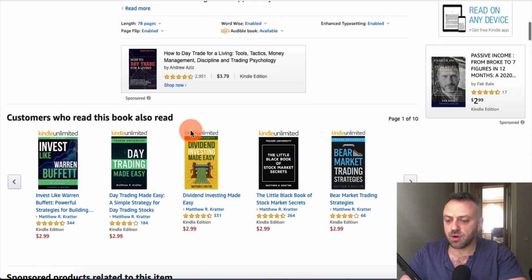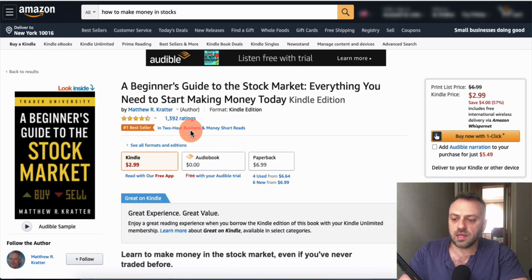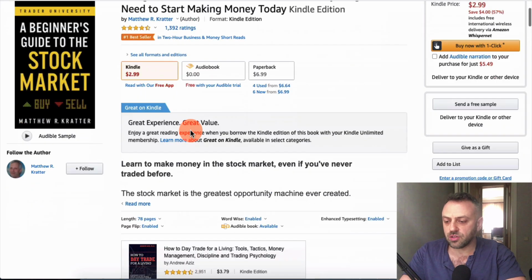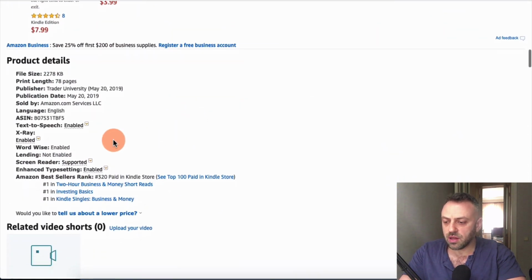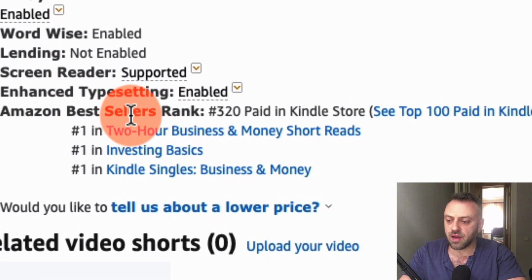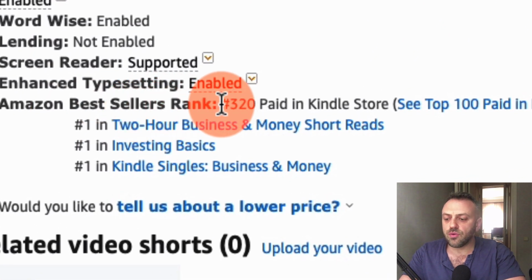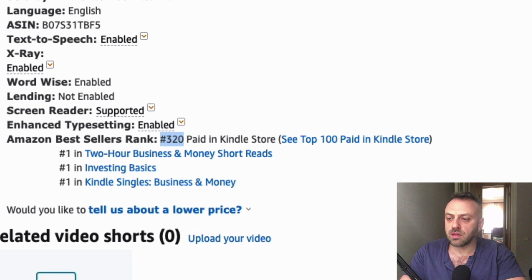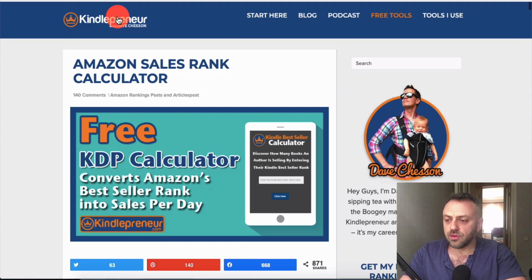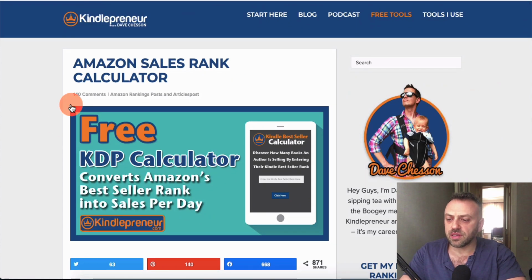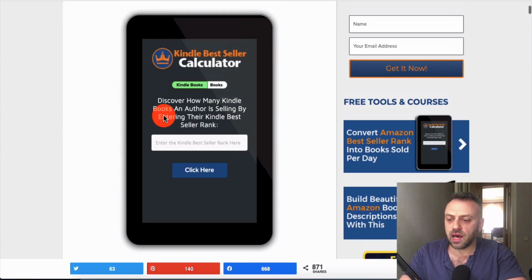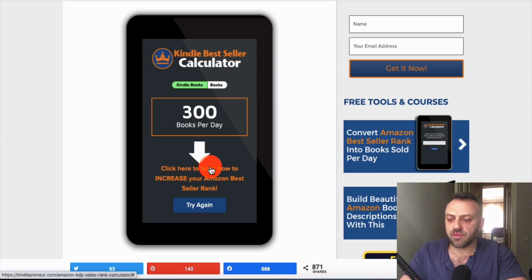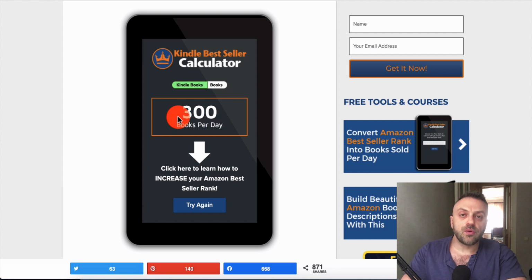And we're basically browsing. And what I want to understand is, is this book a good seller or not, right? So there's a couple of ways to look at it. A really easy way to look at it is that you have Amazon bestseller rank, 320 in paid in Kindle store, right? And you can basically Google for something called the Amazon sales rank calculator, scroll down and enter the rank. So this is actually 320, and I can basically figure out how many books they're selling per day. And this calculator is telling us they're selling 300 books per day.